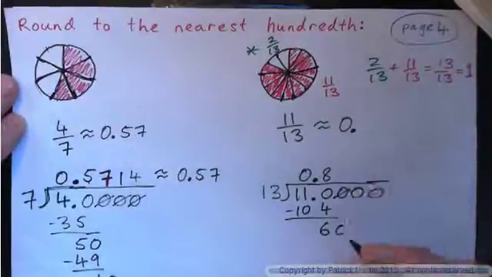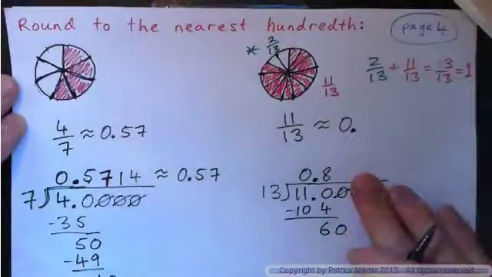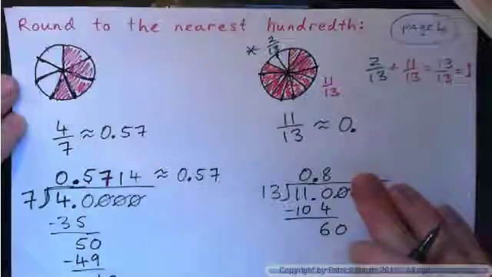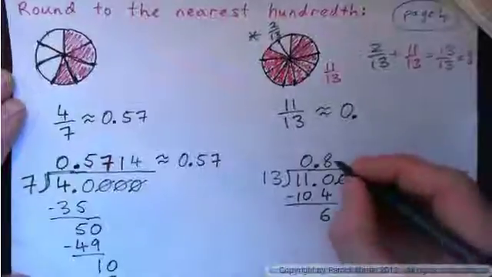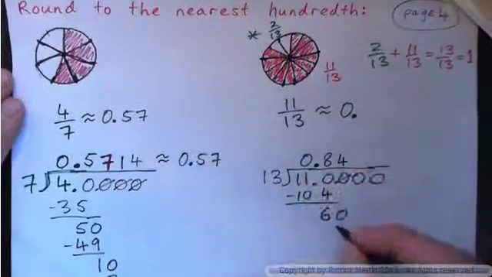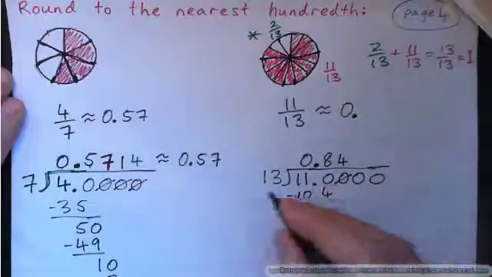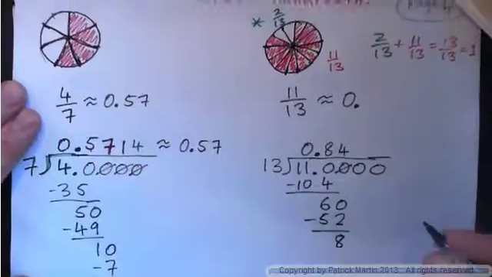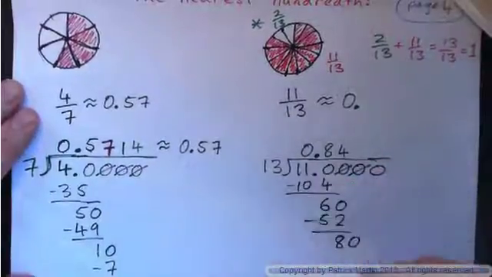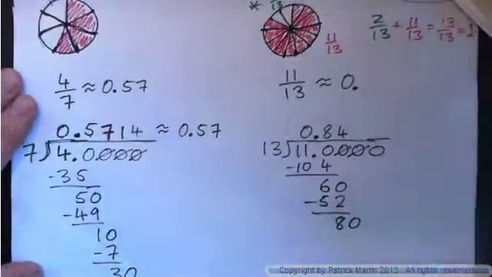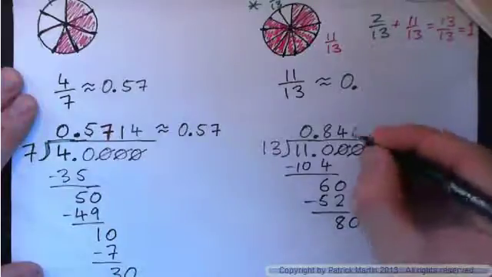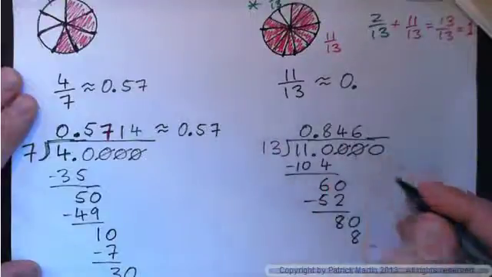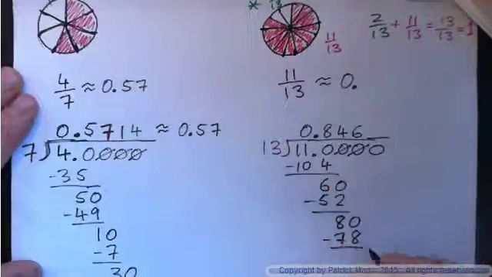Bring down a 0 now. 13 into 60. Let's see. 5 maybe? No, I'll try 4. 4 times 3 is 12. Carry the 1. 4 times 1 is 4, and 1 is 5. 60 minus 52 is 8. Bring down a 0. 13 into 80. I'm going to guess 6. 6 times 3 is 18. Carry 1. 6 times 1 is 6 and 1 is 7. Subtract that and I get 2.